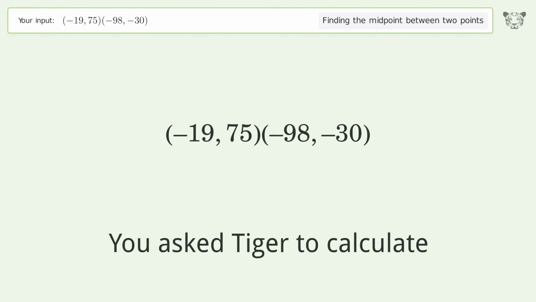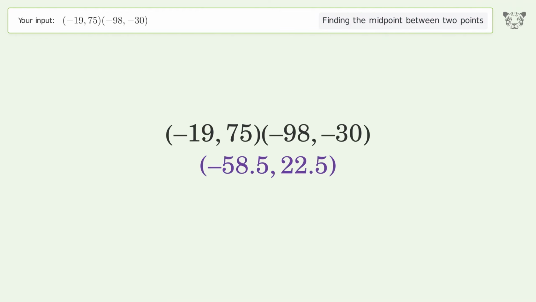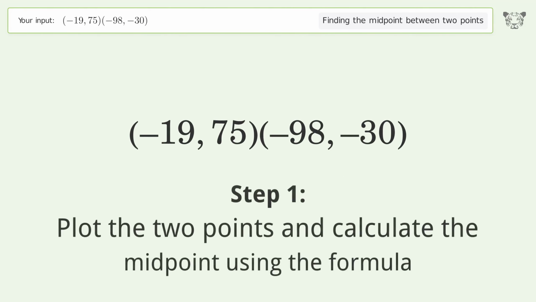You ask Tiger to calculate. This deals with finding the midpoint between 2 points. The midpoint between the 2 points is negative 58.5, 22.5. Let's solve it step by step. Plot the 2 points and calculate the midpoint using the formula.